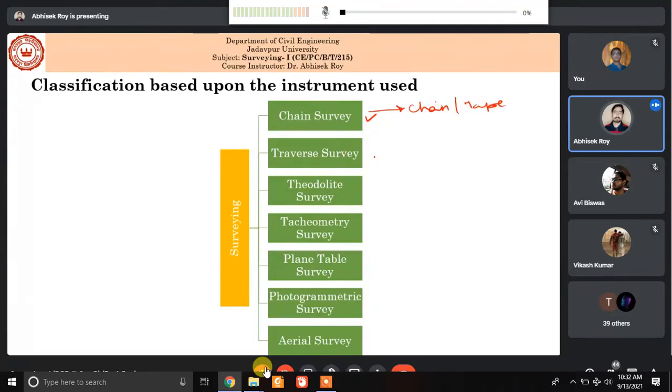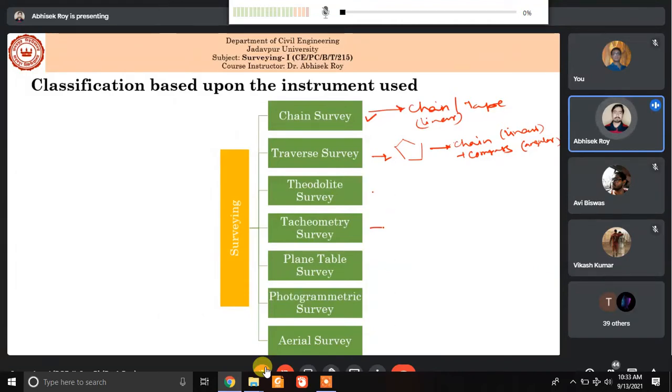The second type of surveying is traverse surveying, where we will make a traverse. In chain surveying we are using only chain, that means only linear measurements. In traverse surveying, not only chain but along with that a compass is also employed. That means not only linear measurements but also angular measurements we are doing. That is what we will do in traverse surveying.